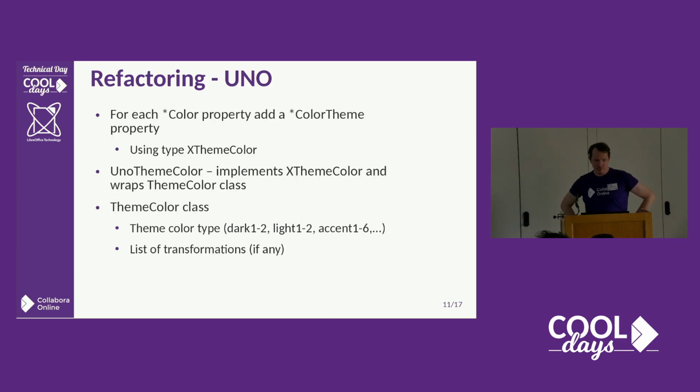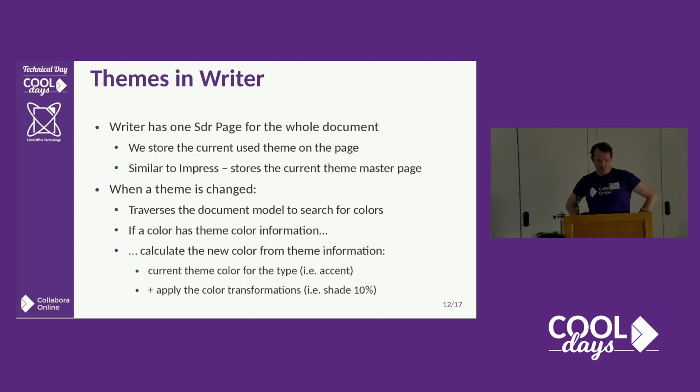The next is refactoring inside the UNO. For every color property, we have to add a new property for the theme color. So for this, I implemented an XThemeColor interface on UNO. And there is a class UnoThemeColor that just wraps a ThemeColor class that contains every color type and all the transformations.